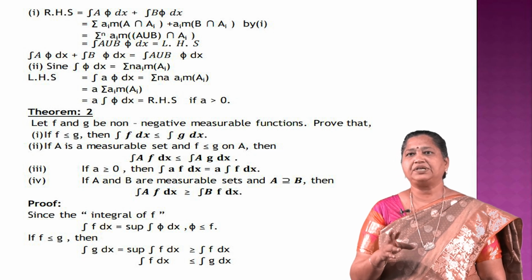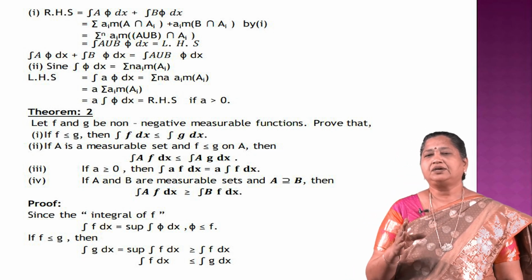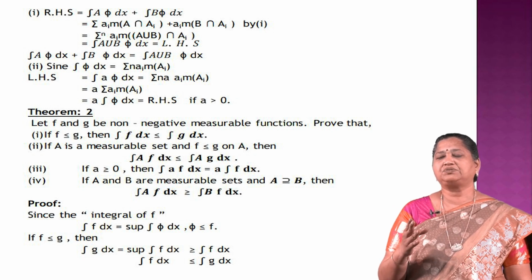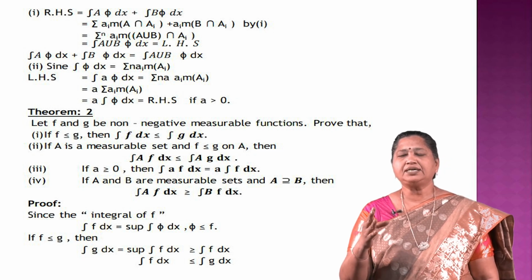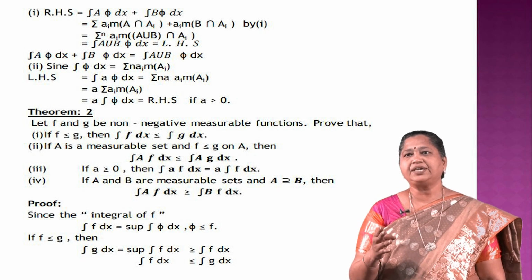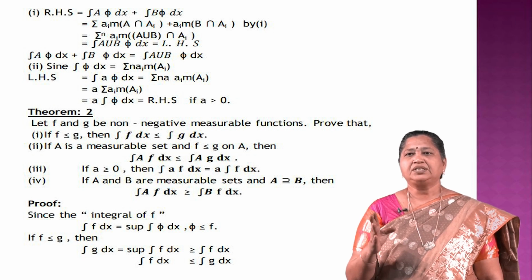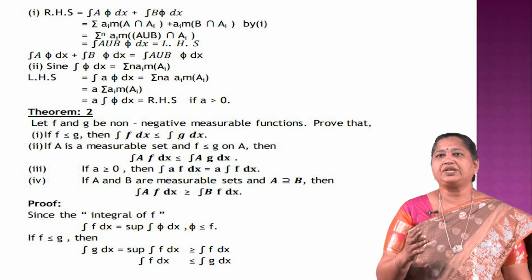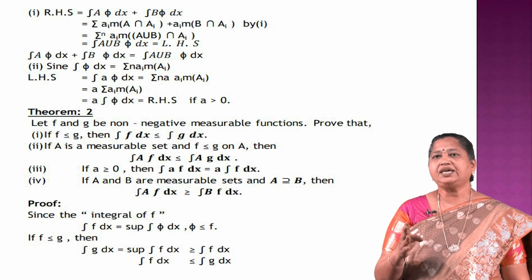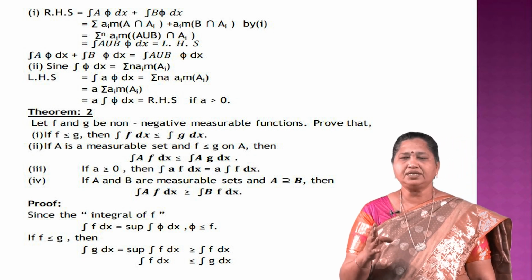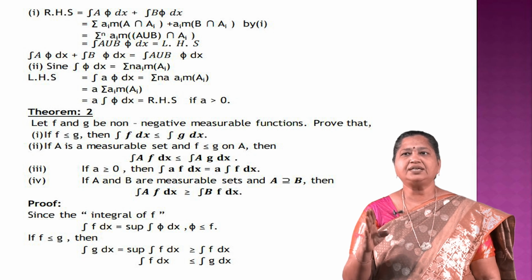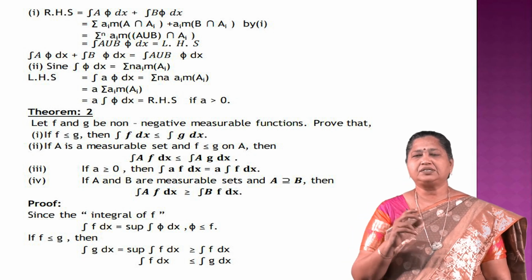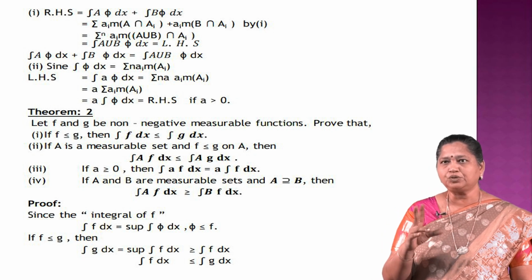The next, the second definition. In the proof, the integration of phi dx is equal to the summation of ai times m of Ai. Using the definition, the integration of a times phi dx is equal to the summation of a times ai times m of Ai. That is nothing but a times the summation of ai times m of Ai. That is equal to a times the integration of phi dx. All these are given by the above definitions. That is equal to the right hand side, if a is greater than 0. The next theorem, so the proof, the two results are proved.